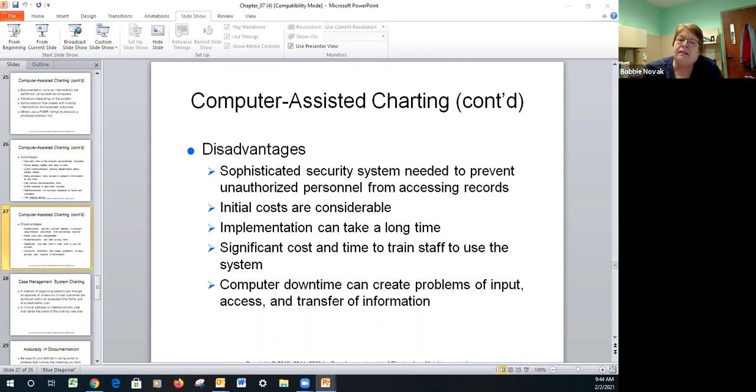So it is very costly to set up. It takes a long time to implement because we have to train the staff on how to use the system. We have to have a security system to prevent unauthorized personnel from accessing records.